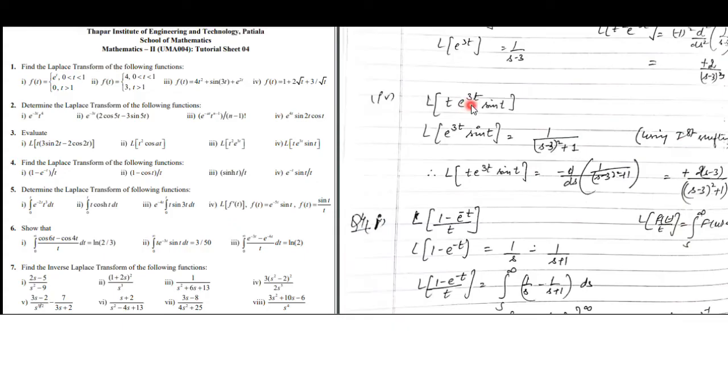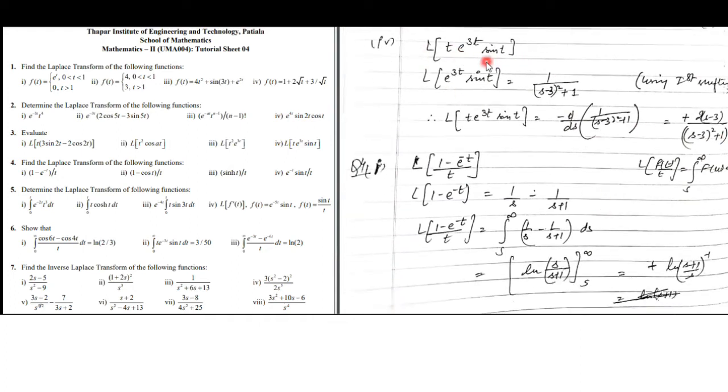Similarly, in the fourth one, we have to find out the Laplace of e to the power 3t into sin t. So in that case, we will use the first shifting theorem. First we find out the Laplace of sin t, which is 1 over s square plus 1, and then we replace s with s minus 3. So that will be the Laplace of this function. Now we will apply the rule that Laplace of t into f(t) is minus the derivative of F(s). So this is the Laplace of this.